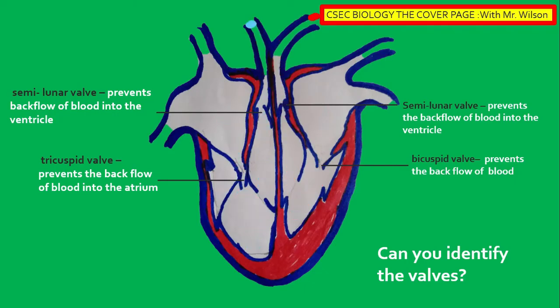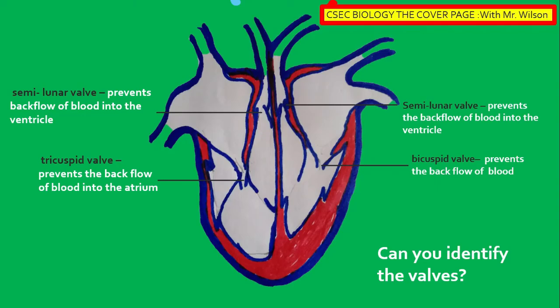Now to the top you'll observe that we have the semilunar valves, and we're going to be looking at the left side of the heart first. Now the semilunar valve, like all of the valves, prevents the backflow of blood. So the semilunar valve on the left side of the heart prevents the backflow of blood into the ventricle, and of course this blood is en route to the aorta. So the semilunar valve would prevent the blood from flowing backward.